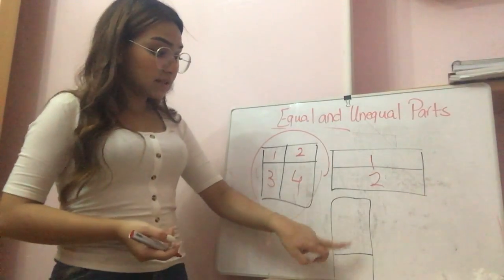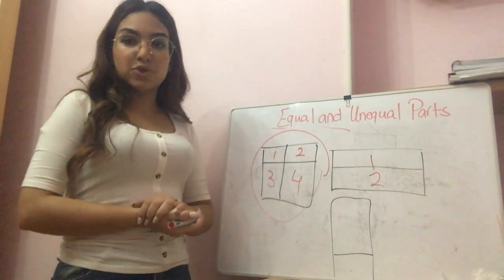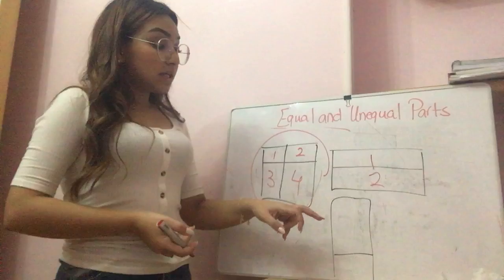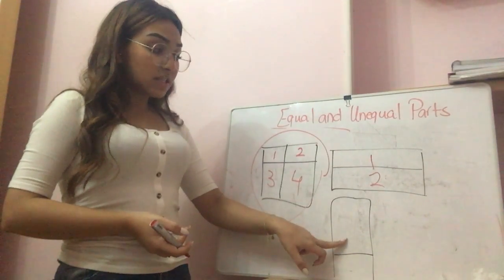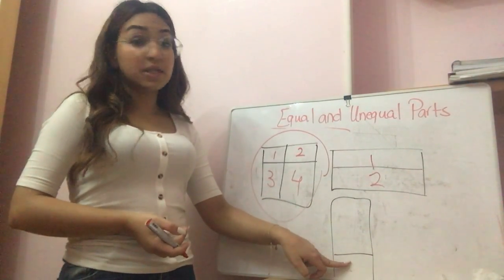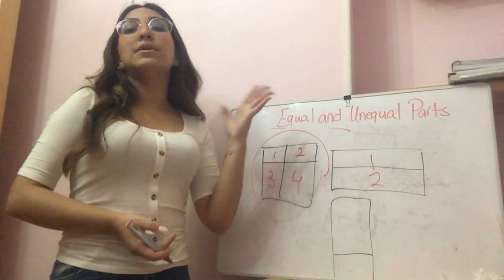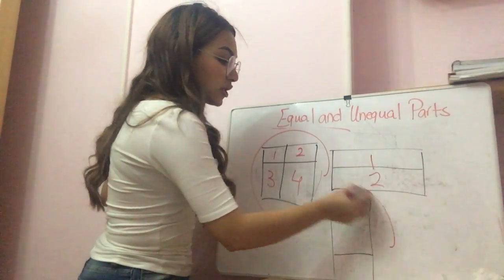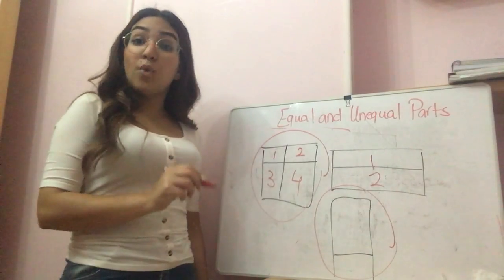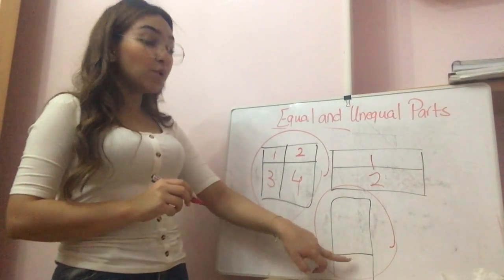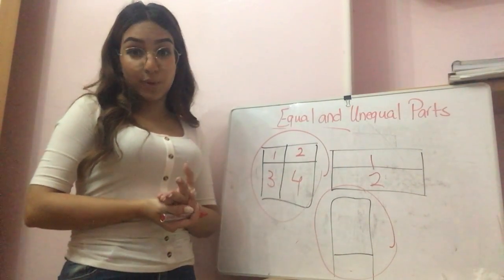This shape is cut into 2 parts as well. But this part is obviously bigger than this part. So this shape shows unequal parts. So I'm going to circle this shape as well. Why? Because it is cut into 2 unequal parts.